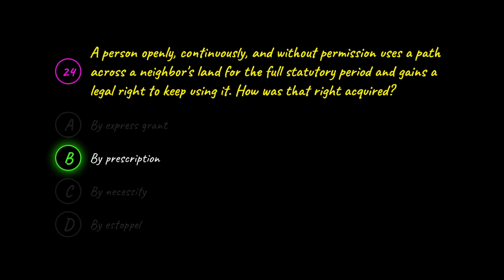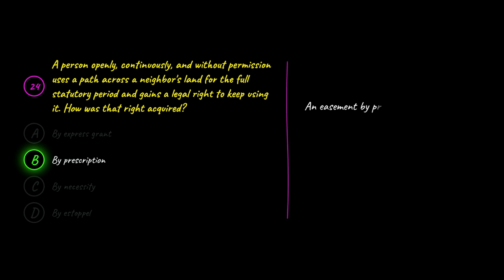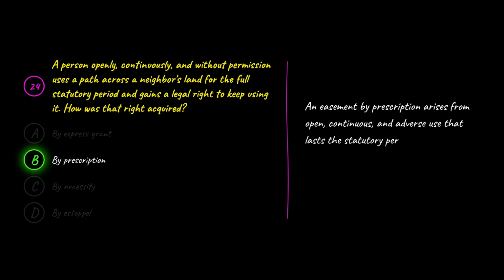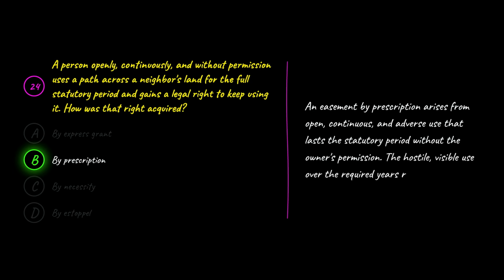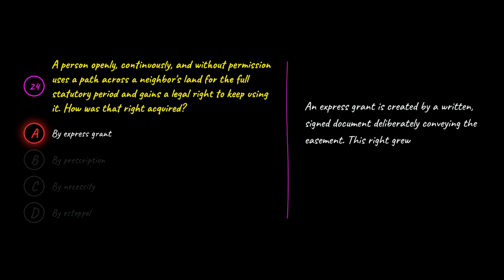The correct answer is B, by prescription. B is correct because an easement by prescription arises from open, continuous, and adverse use that lasts the statutory period without the owner's permission. The hostile, visible use over the required years ripens into a lasting right to continue. A is wrong because an express grant is created by a written, signed document deliberately conveying the easement. This right grew out of long unauthorized use rather than any deed, so it was not granted in writing.